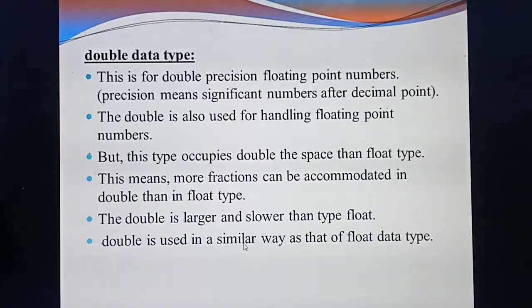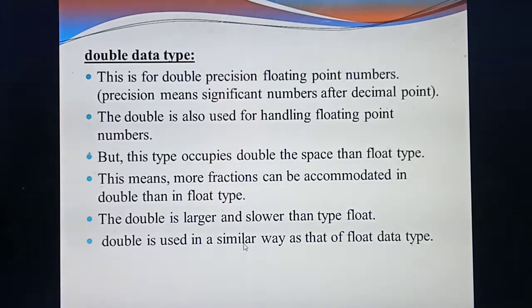Okay, because after the decimal point you are using more numbers, so it will occupy more space than the float data type. But you can include more fractional numbers. If you are representing the double data type, you are able to represent more fractions. This double data type is larger compared to other data types, but the performance is slower than other data types. Understand?